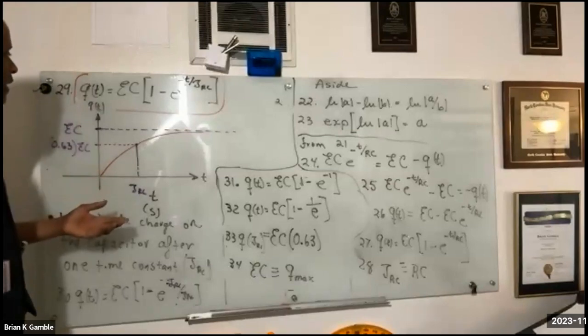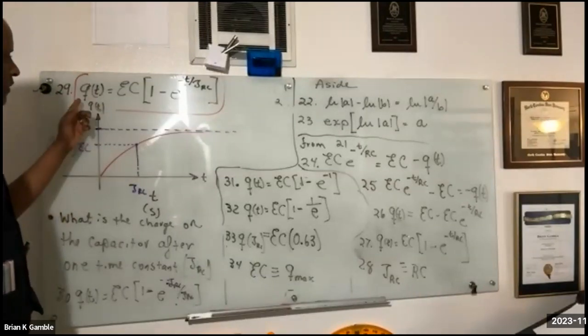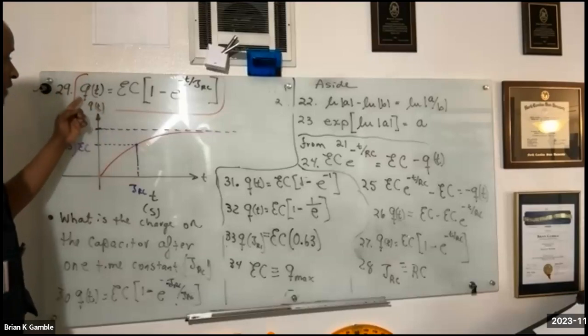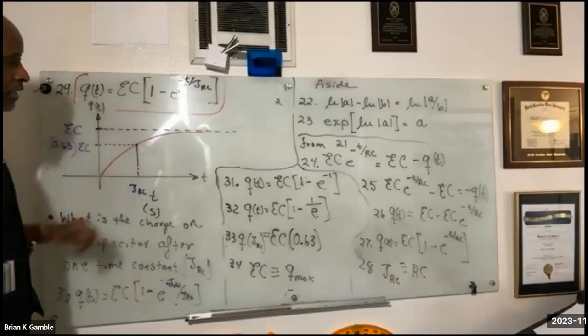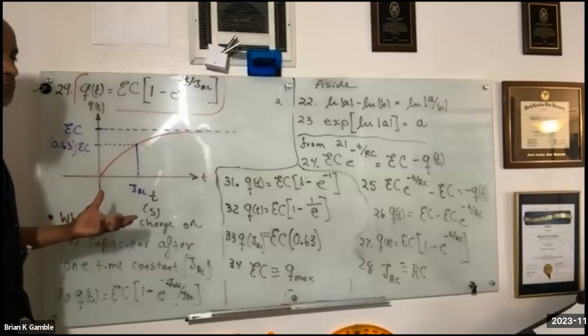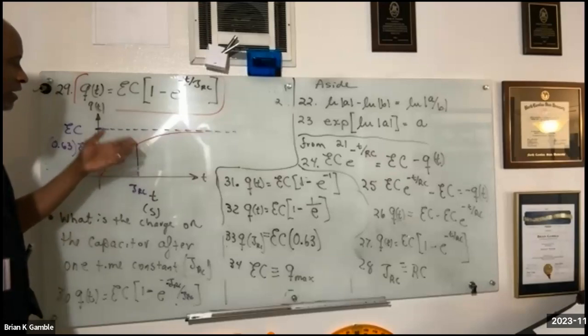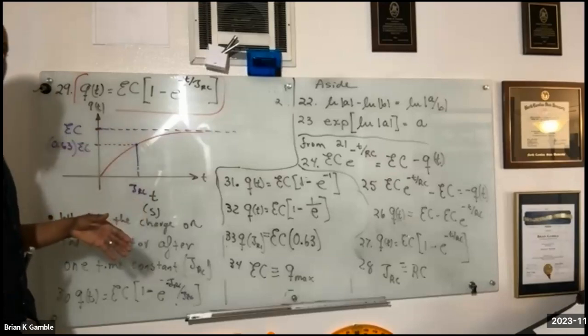Well, in this case, we've got the charge. If we want to get the current, we have to take the derivative of this equation. So what you see is that the charge, and it does make sense, right? If the charge increases exponentially, the current should decrease exponentially.